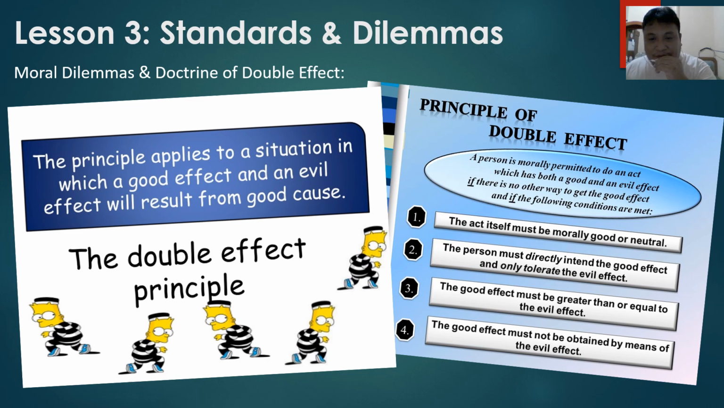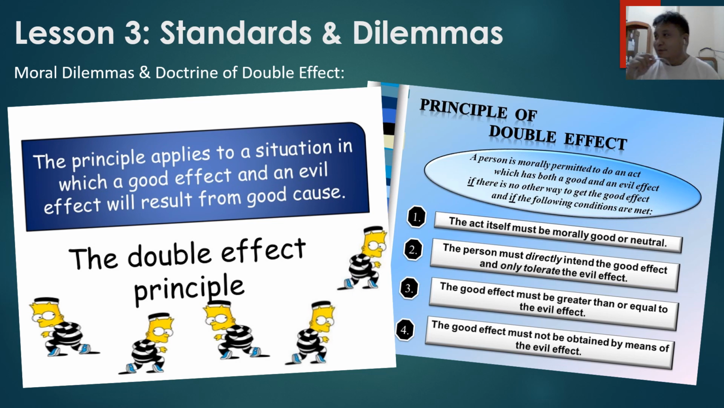So number 4, the good effect must not be obtained by an evil effect. For example, another thing here, abortion again: a woman is pregnant, and her health is deteriorating. The doctors would tell her, okay, you need to sign a waiver so the doctor avoids accountability. Choose: either you live or the baby lives. So which is which? That's the idea there.